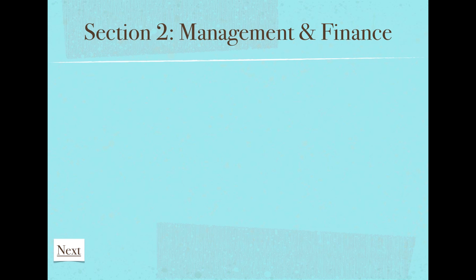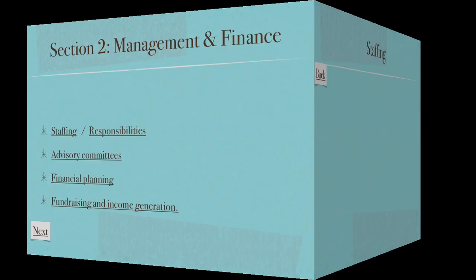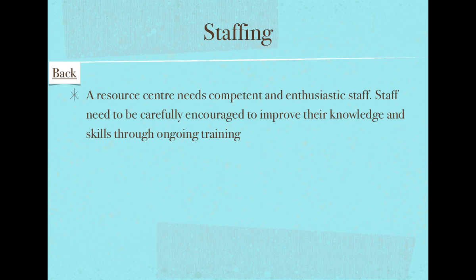Next section is management and finance, and here we have the following: staffing and the responsibilities of the staff, advisory committees, financial planning, fundraising, and income generation. So let's talk about the first one. Briefly, okay? Let's go quickly.